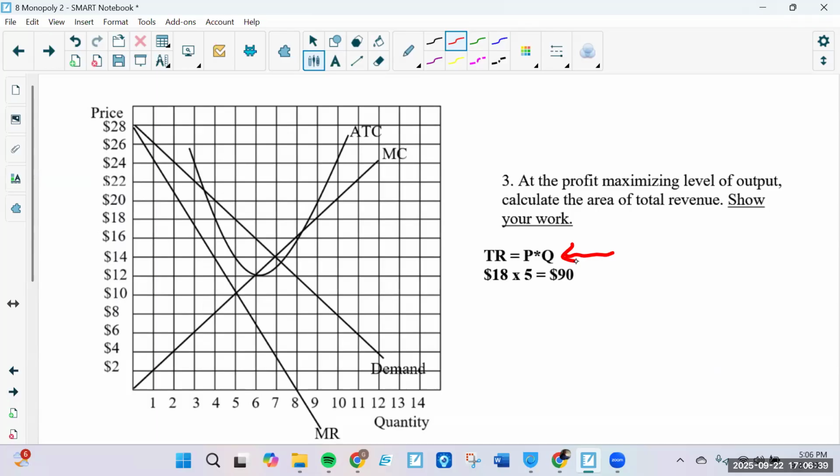We know at 5 units, the price is $18 and the quantity is 5. So 18 times 5 is $90. So this firm is bringing in $90 of total revenue.